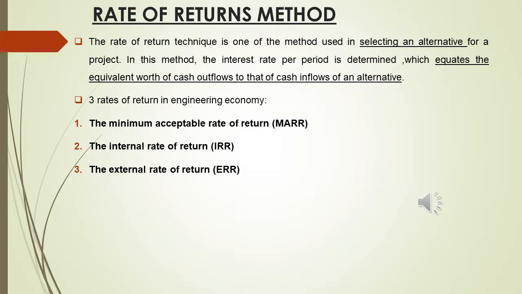So what does this method do? It helps you determine the interest rate per period. And there are basically three rates of return. One is the minimum acceptable rate of return, called MARR. The second rate of return is the internal rate of return, indicated as IRR, and third is the external rate of return, that is ERR. Let's go through what they mean.